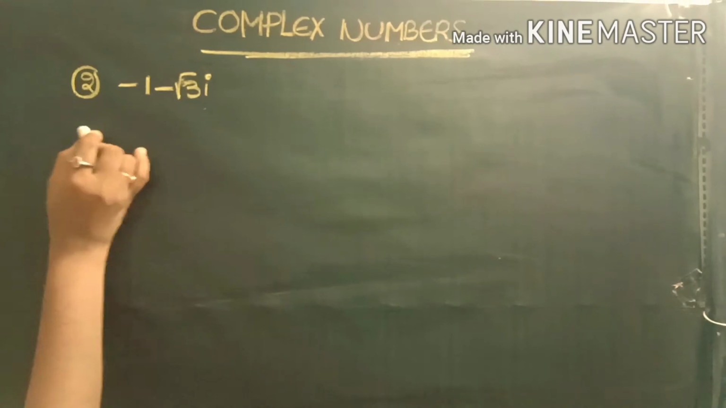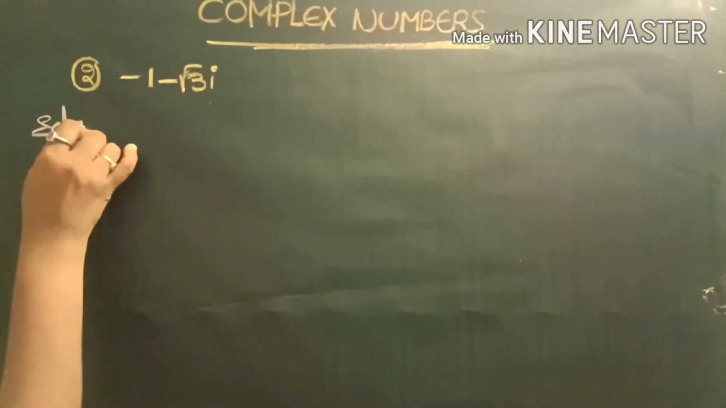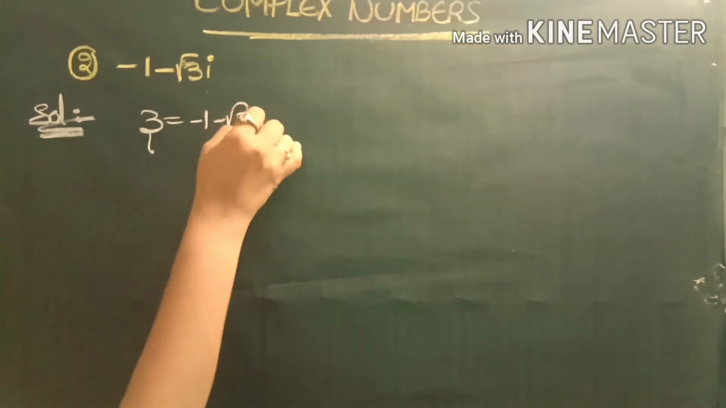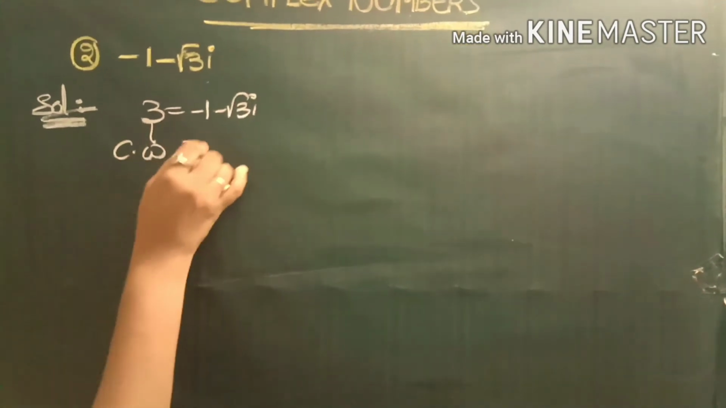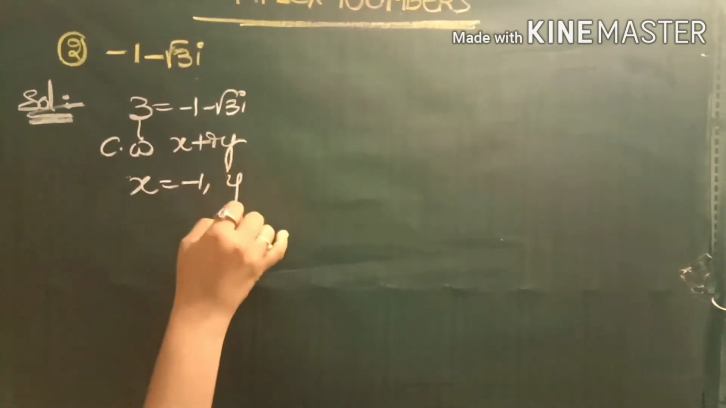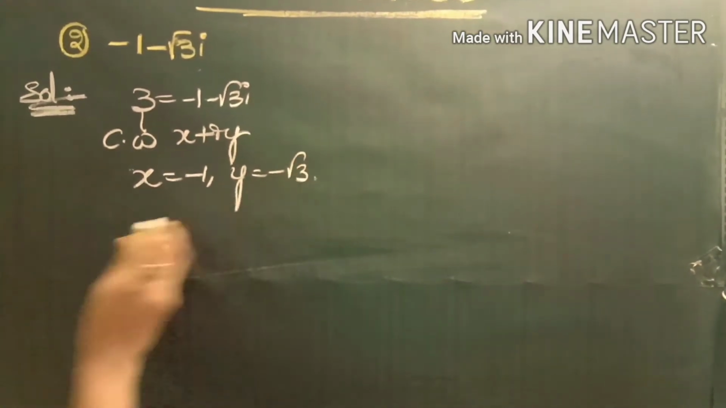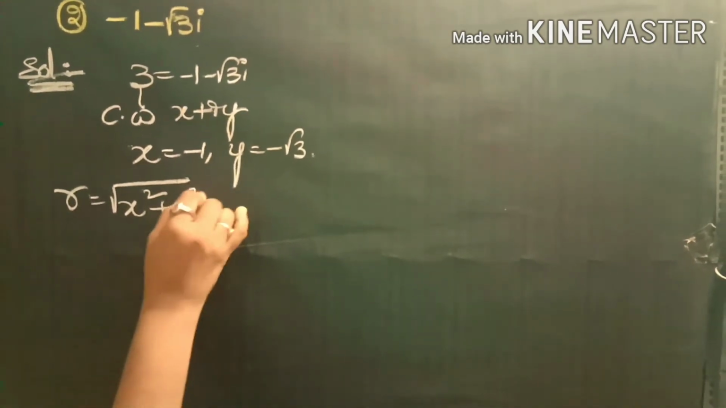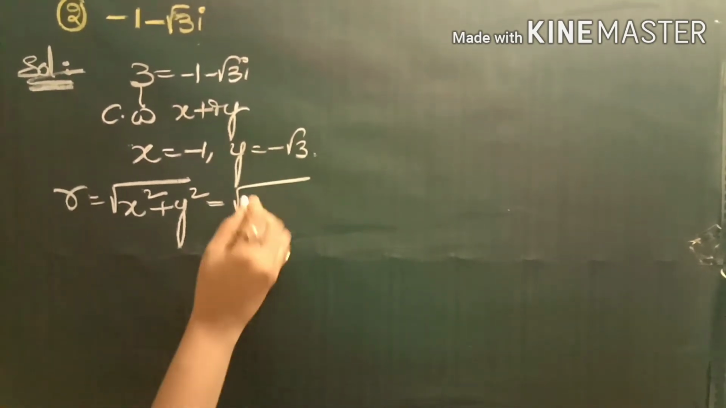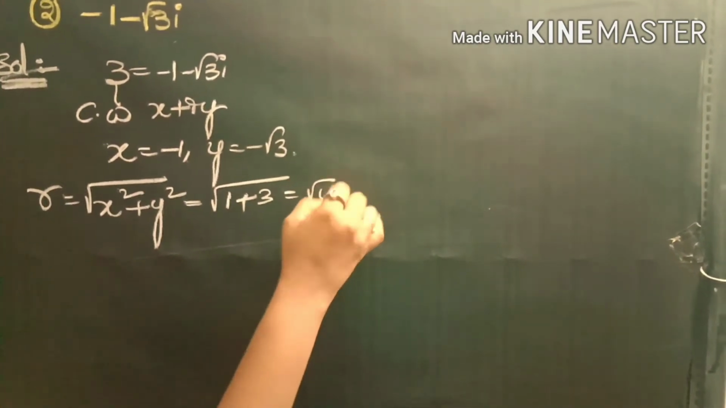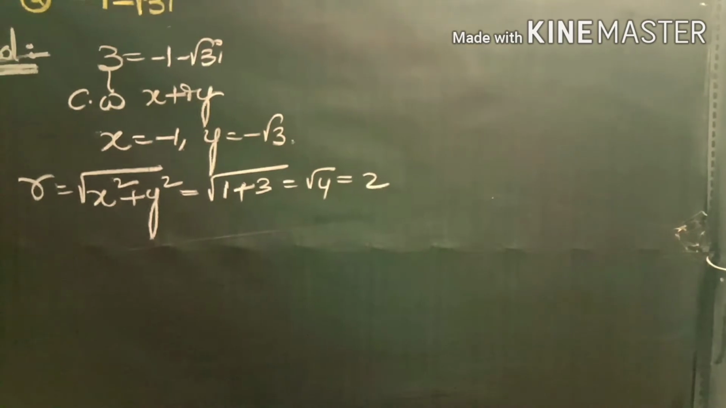Now the second problem, minus 1 minus i root 3. So we take z is equal to minus 1 minus root 3 i. Now compare with x plus iy. Then the value of x is equal to minus 1 and the value of y is equal to minus root 3. Now finding the r value, r is equal to square root of x square plus y square, which is minus 1 whole square, 1, plus root 3 whole square, 3. Root of 1 plus 3 is root 4, which is 2.